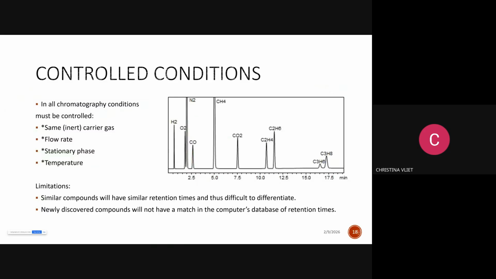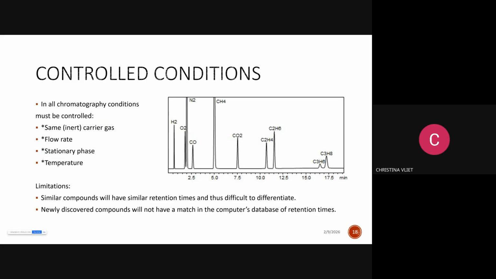So this is another example of retention time. I did find this in the textbook, and I wanted to share it with you. There are some conditions that should be controlled in a gas chromatogram. You should always use the same carrier gas. If you're using a different carrier gas, you're changing the potential polarity, and you're possibly changing all of the times.